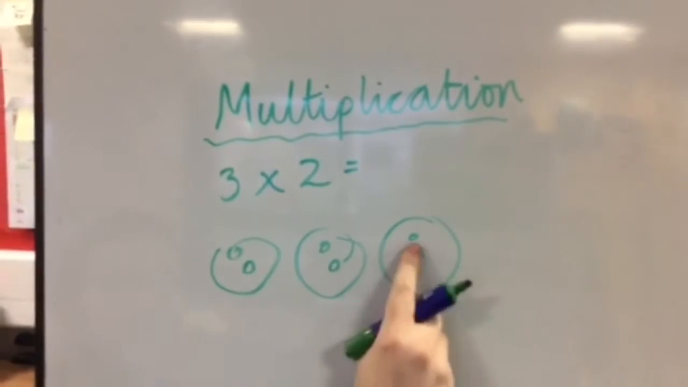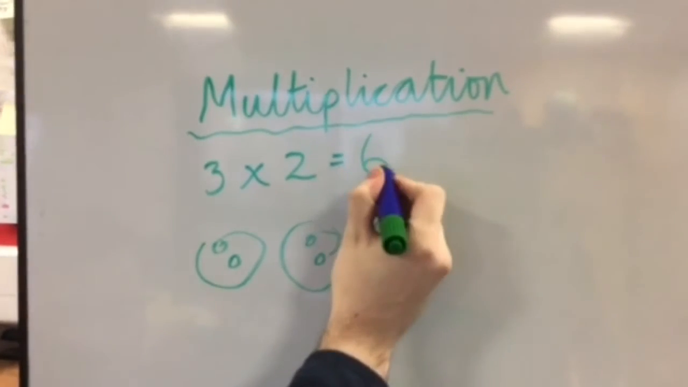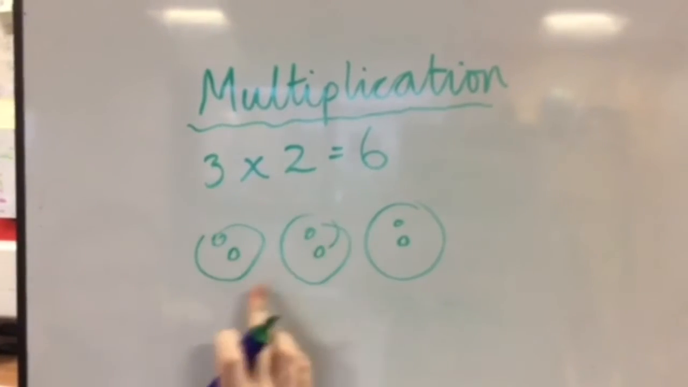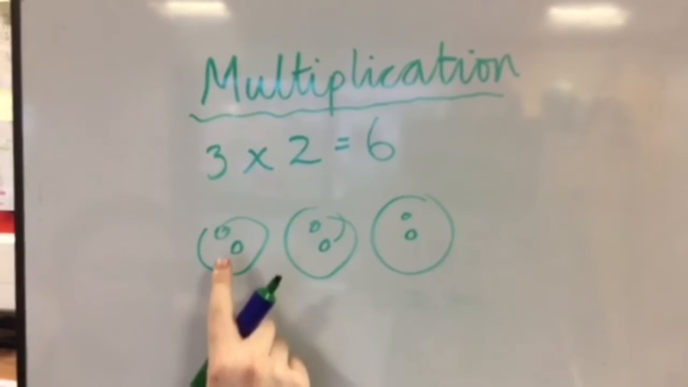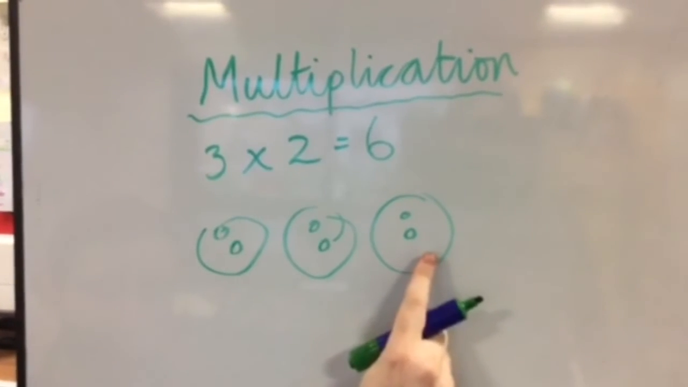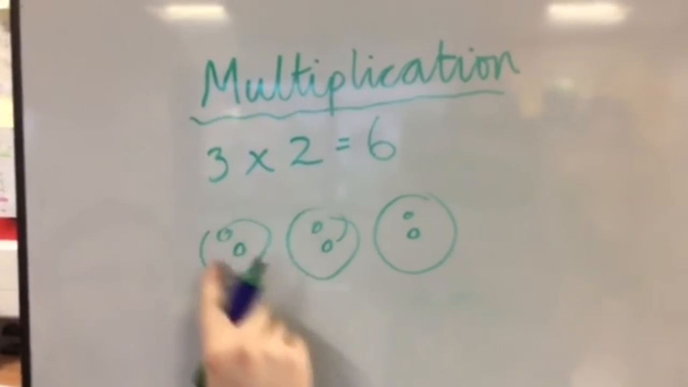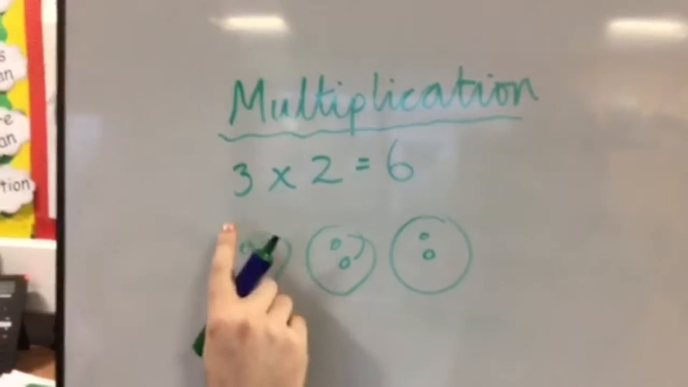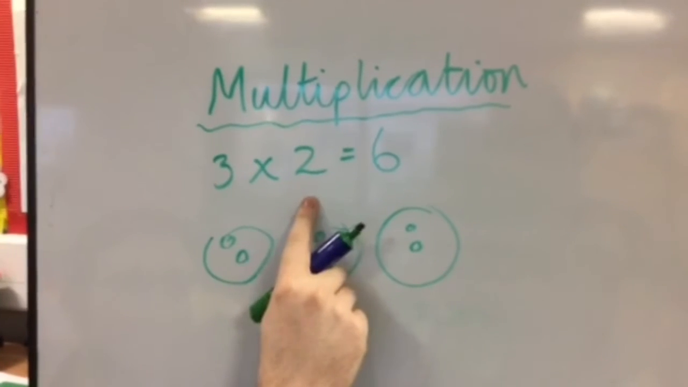So 1, 2, 3, 4, 5, 6. There's my answer. It's also 3 sets of 2. That's another language that we use, but we've got 1 set, 2 sets, 3 sets, and then add them all up together. We also use the same language as almost division. We've got 3 groups of 2.